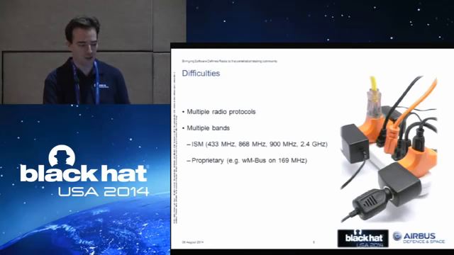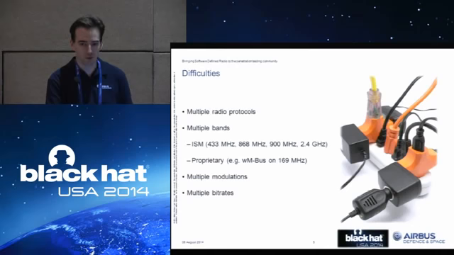And in addition to that, even though, for example, WM-Bus can transmit on the ISM band, it also has a proprietary frequency to transmit on. You also have multiple modulations, FSK, PSK, ASK, you name it. So it's pretty hard to deal with a transceiver that has been hardwired. And you also have multiple bit rates. All those things make it somehow difficult to deal with radio frequency in a common way, like we can do on traditional pen testing with Ethernet.